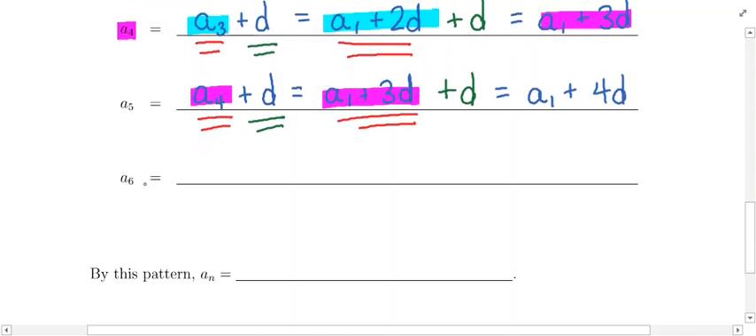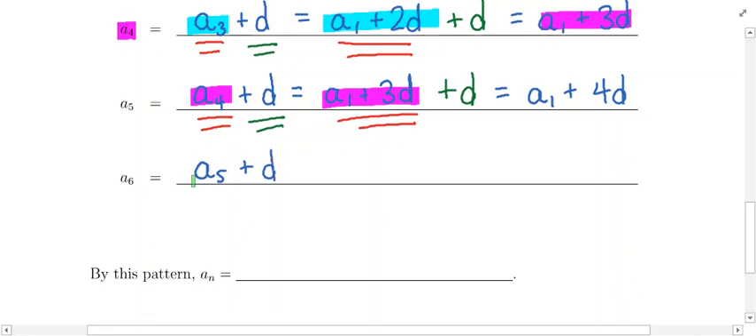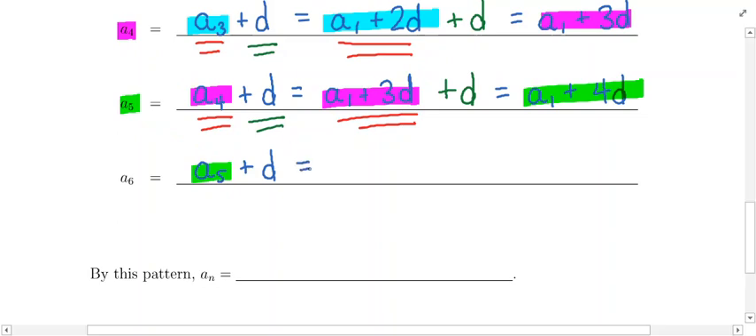For A6, we can get A6 by taking the previous term A5 and adding the common difference. We know a formula for A5. It's the same thing as A1 plus 4D. All right, so we'll pop that in. A5 is the same thing as A1 plus 4D.